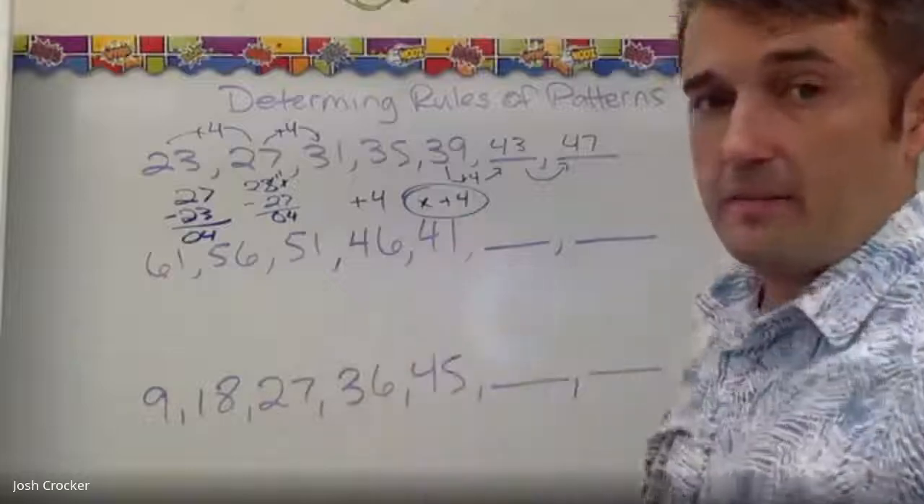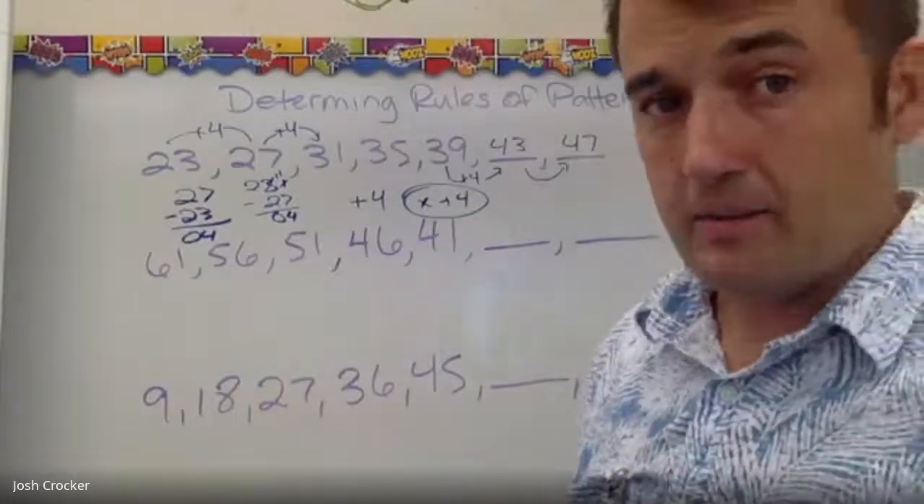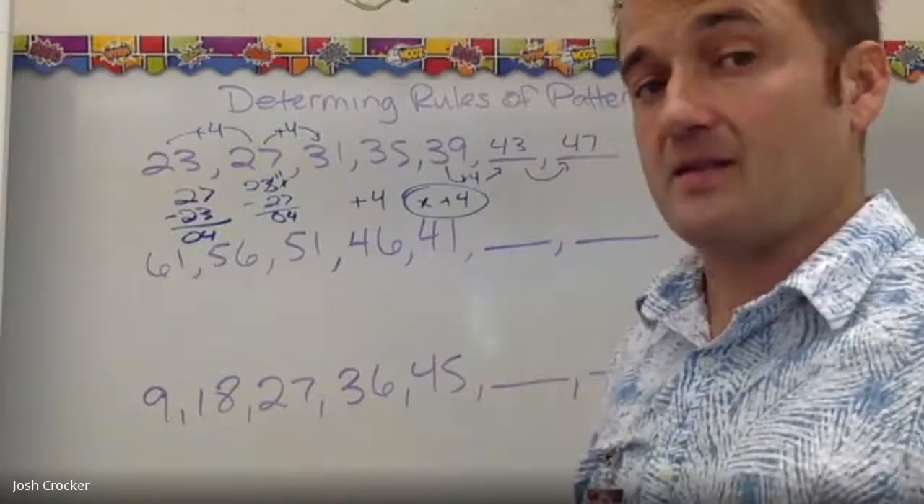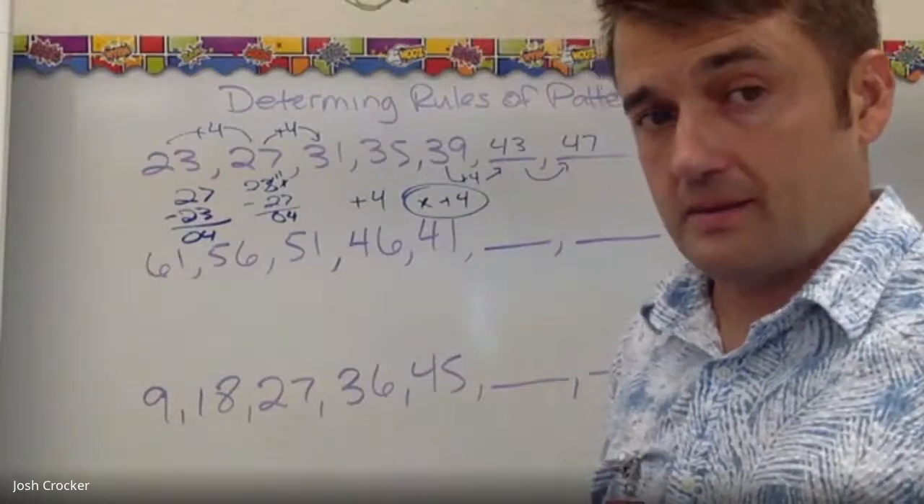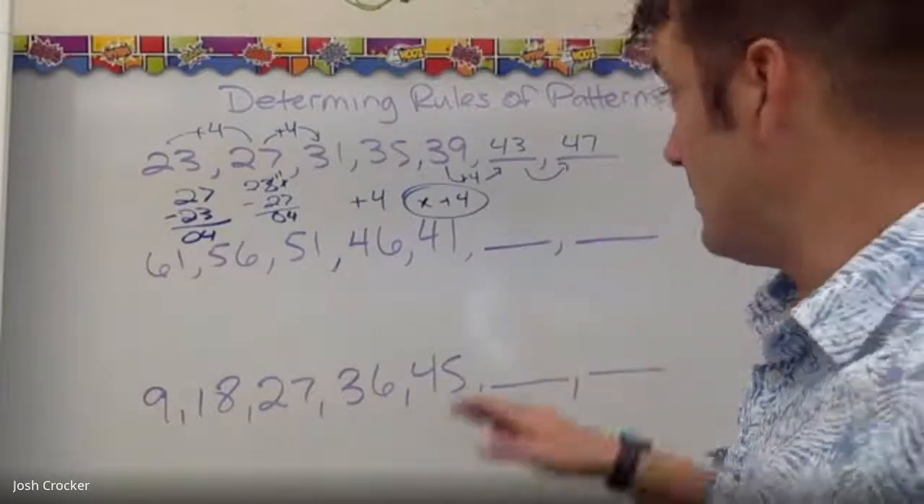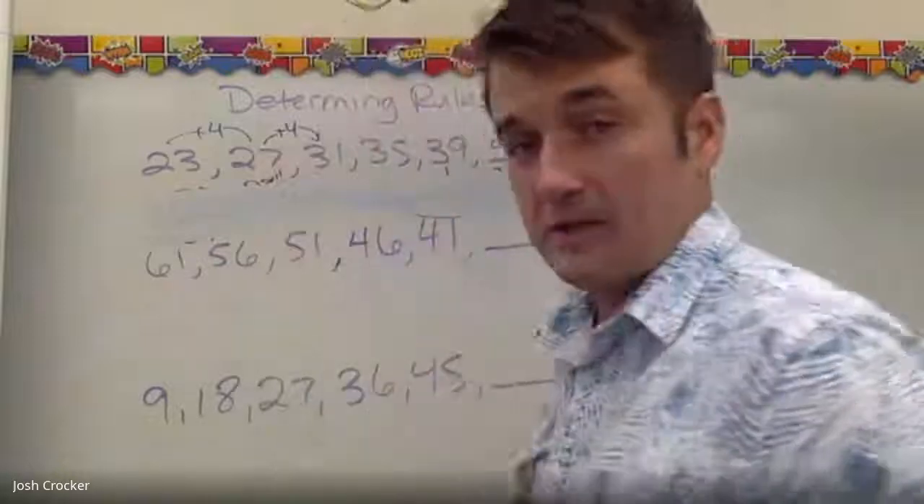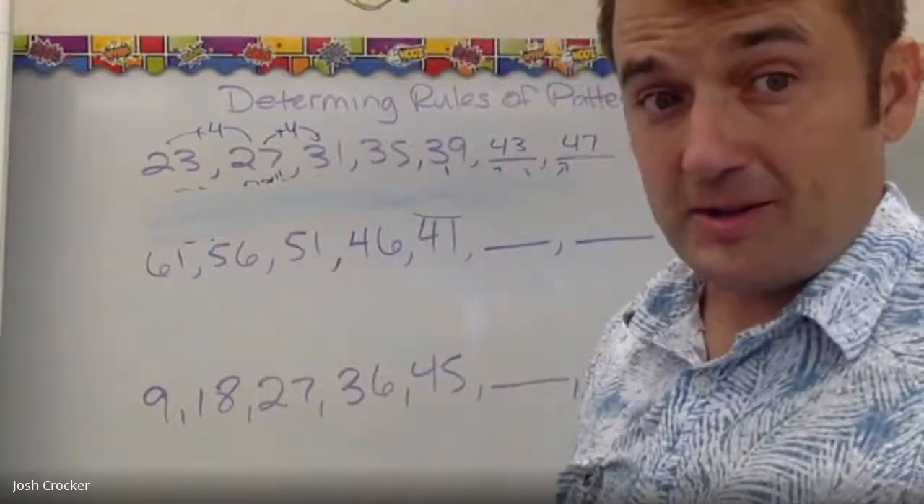And what that means is any number, right? Could be 35, could be 47. Add 4 and you'll get the next number. Okay? So we determined a rule. Let's do another one.